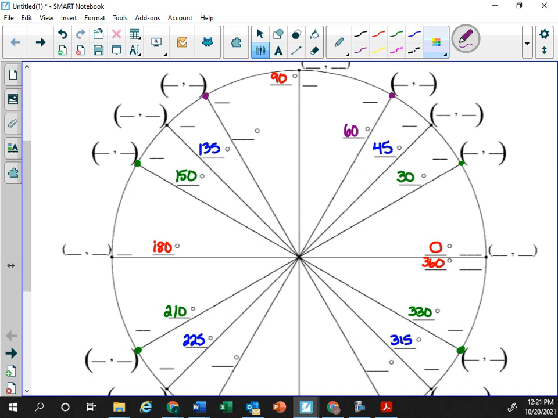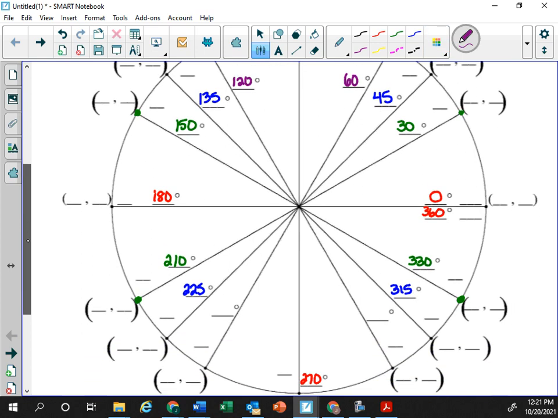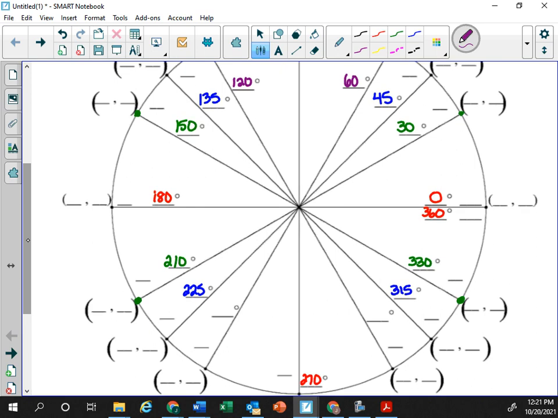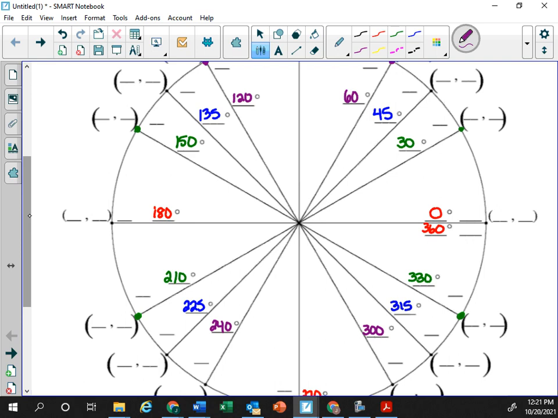What is it going to be in the second quadrant? 120. What about down in the third quadrant? Good. Fourth quadrant. Okay, we have all the degrees in our unit circle. I'll let you make sure everybody's got all of them, okay?